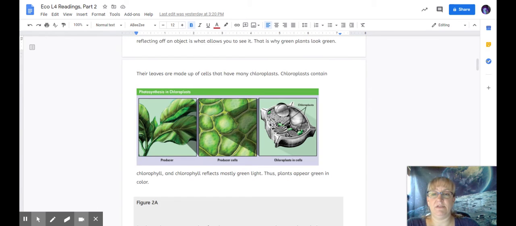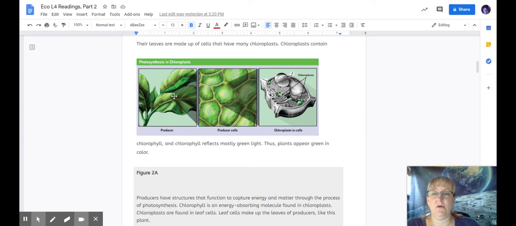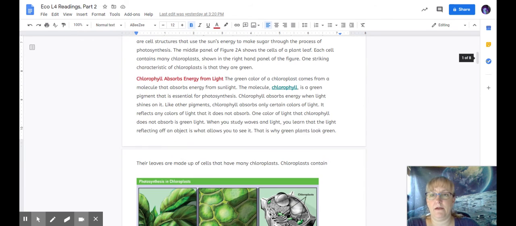So this is the figure that we were talking about. This is 2a. We have our producer, which is a plant. We have our producer cells, and then we're going to go even closer. So we're looking specifically at this cell right here. And this right here is our microscopic view of that cell. It says chloroplasts in the cells, and they have them colored in green here so you can see them. All right, I'm going back up and I'm right here.